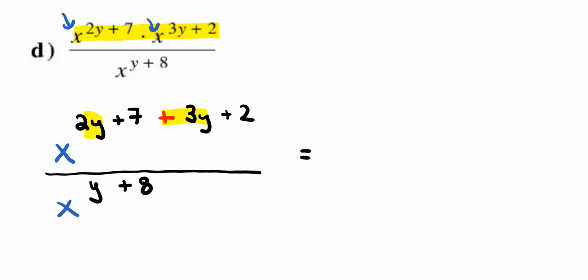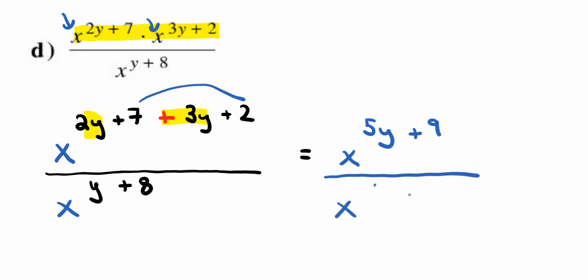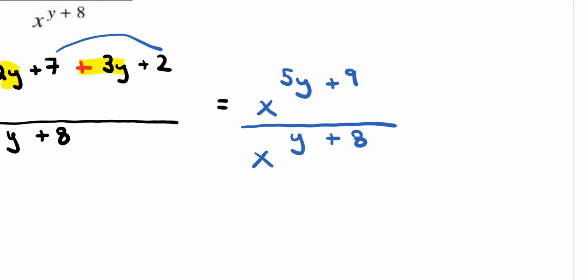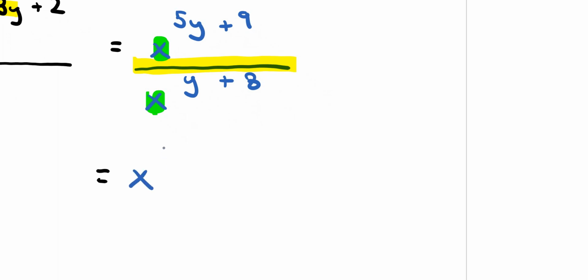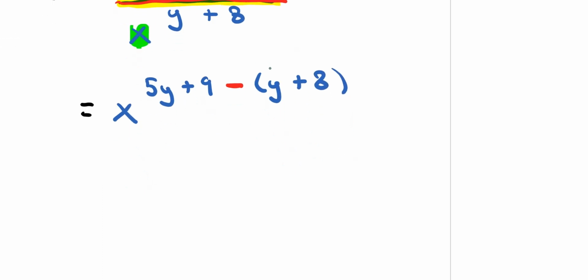Let's go ahead and simplify the numerator there. I have 2y and a 3y. So 2y plus 3y is 5y. And then 7 plus 2 is going to be 9. All divided by x to the power of y plus 8. So what we're doing now, class, is dividing here. And if we're dividing and the bases are the same, you want to subtract the powers. So I have x to the power of 5y plus 9, and because of this division sign, we are subtracting the power on the denominator, which is y plus 8 in brackets.